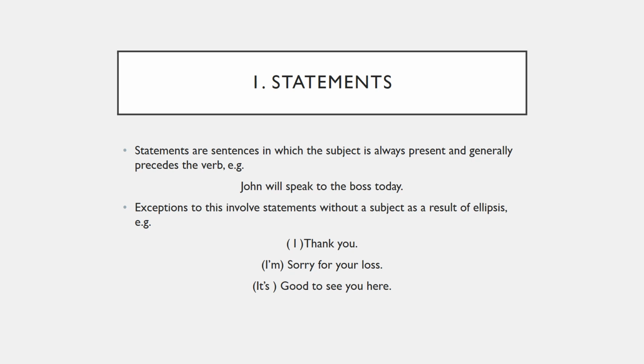For example, John will speak to the boss today. This is a statement. First of all, this is a sentence, and the type of this sentence is a statement. Why is it a statement? We can know that it is a statement from its structure. It starts with a subject, John, and this subject comes before the verb, will speak.